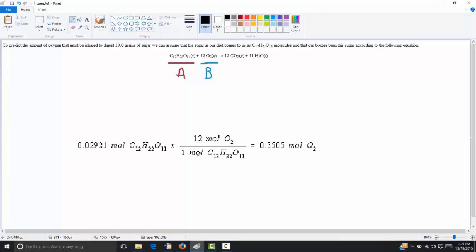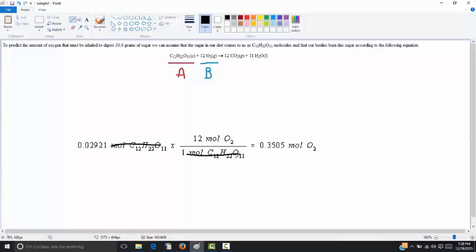And the equation up here, 12 moles of oxygen, because the coefficient is 12, so the 12 will go there, versus the 1 mole of sugar. And again, the reason why you want moles of oxygen on top is because that's what you're wanting. What you want to cancel out and get rid of, you put on the bottom of these ratios. So for here, the moles of sugar will cancel each other out. So what you're left with is moles of oxygen. So 0.3505 moles of oxygen.